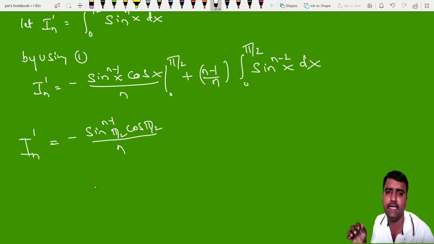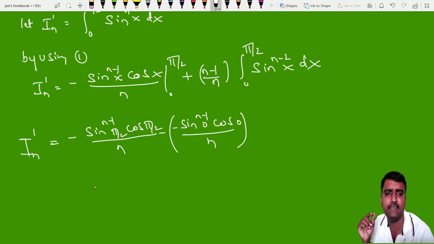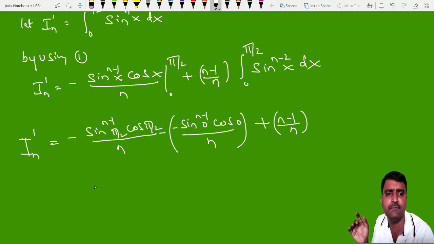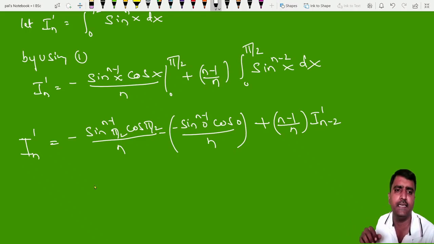This divided by n minus sine to the power n minus 1 x cos x divided by n, evaluated at the limits, is equal to 0 minus sine to the power n minus 1 of 0 into cos 0 divided by n. It's the lower limit. Okay, so now you take plus n minus 1 by n into, as all of you know, I n dash means integration from 0 to pi by 2 of sine to the power n x dx. The integration from 0 to pi by 2 of sine to the power n minus 2 x dx can be written as I n minus 2 dash. We denote that as I n minus 2 dash.